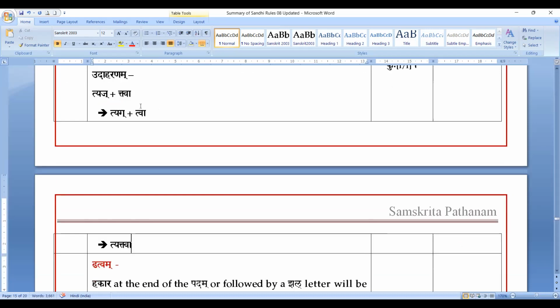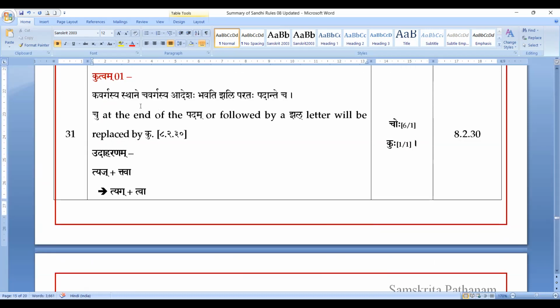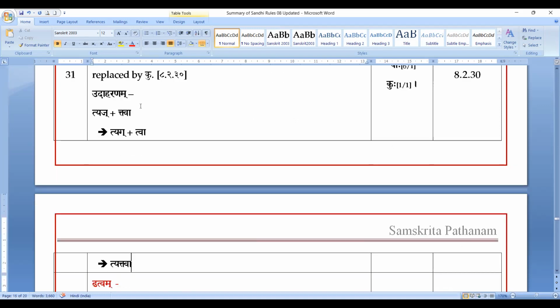Then comes, yes. Kavargasya adesha, no? Sorry, confused, I got it reversed. Chavargasya sthane Kavargadesha bhavati. Kavargadesha, this is right. I think I told correctly, but I typed it wrongly. Chavargasya sthane Kavargadesha bhavati jali parataha padante cha. Okay, this is done.